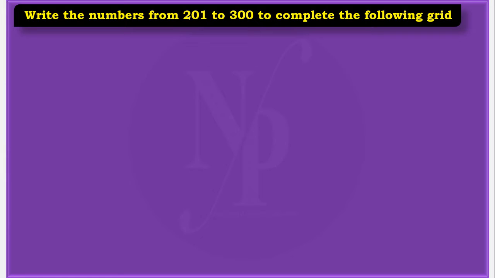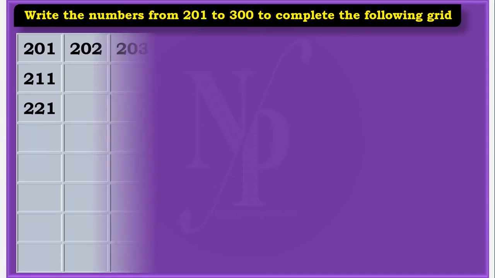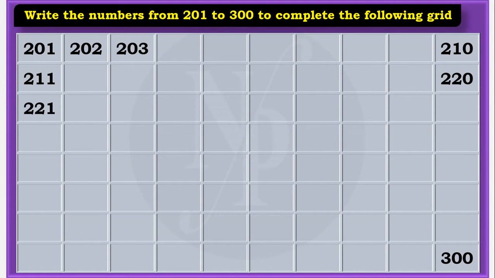Write the numbers from 201 to 300 to complete the following grid. Here, a number grid is given. Few of the numbers are written here, and you have to complete this number grid. Here the numbers start from 201 and continue in this row: 202, 203.